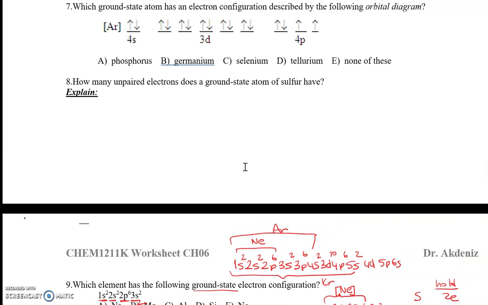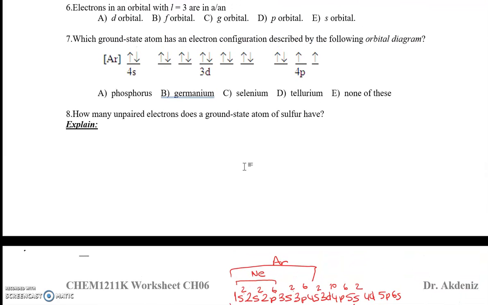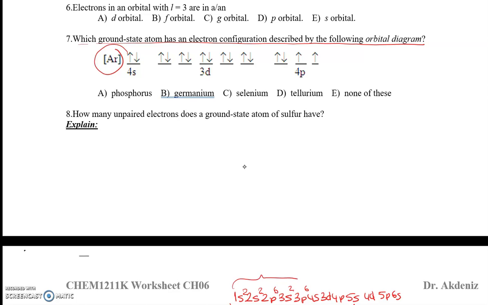So let's do another problem here. I'm going to go up to question number 7. Also, I have the configurations on the bottom here. It's going to be easier to see. I'm going to erase these ones, okay? It's asking which ground state atom has the electron configuration described by the following orbital diagram. Here argon is provided, and argon has 18 electrons, right? So 2, 4, 10, 12, 18. This is argon.